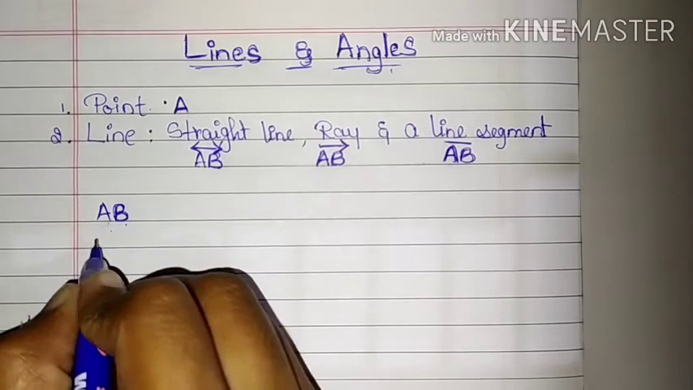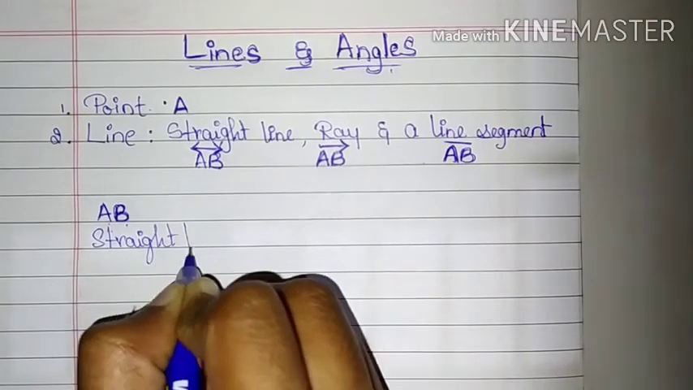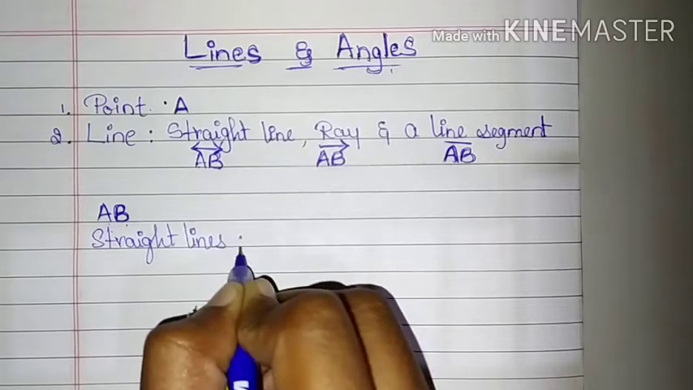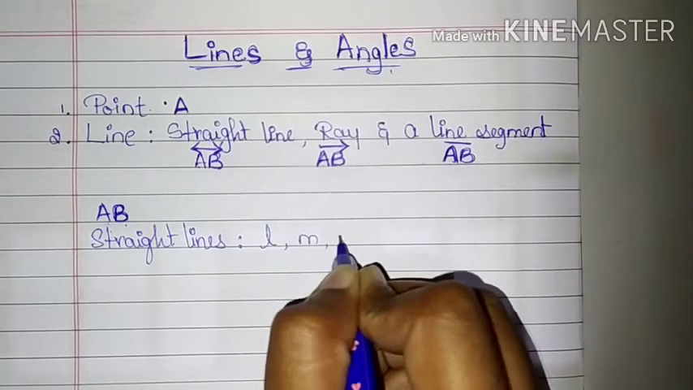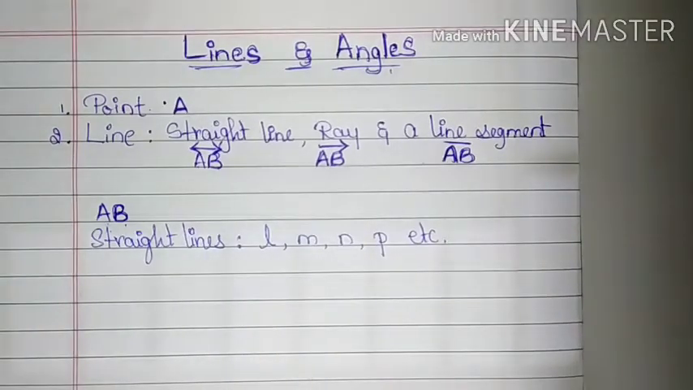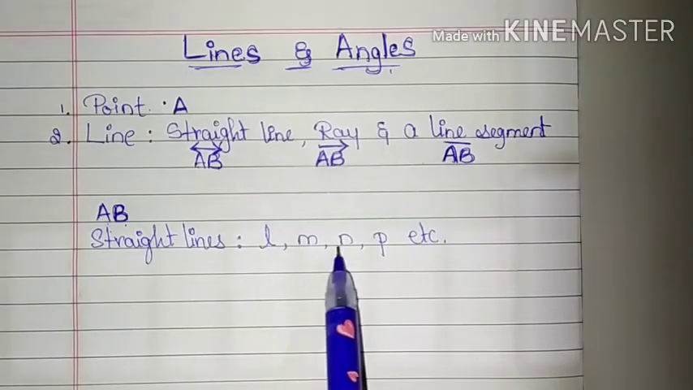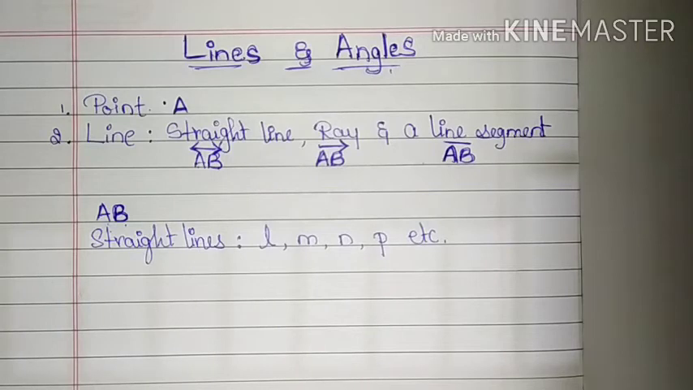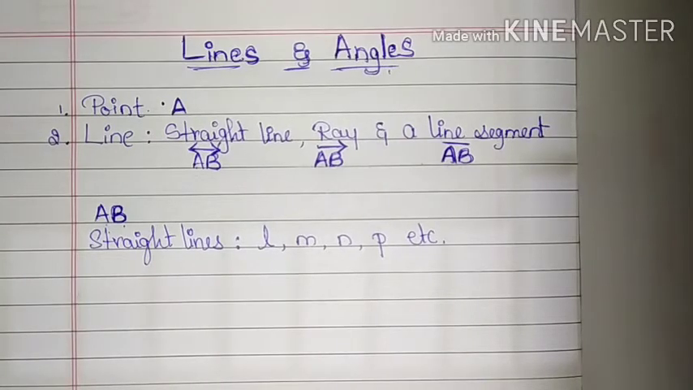Moreover, straight lines can also be represented using small letters like l, m, n, p, etc. Straight lines cannot just be represented using capital letters, but also a single small letter, which we also studied in the last class. I hope you have written the notes in the last chapter itself, and so now we move ahead to angles.